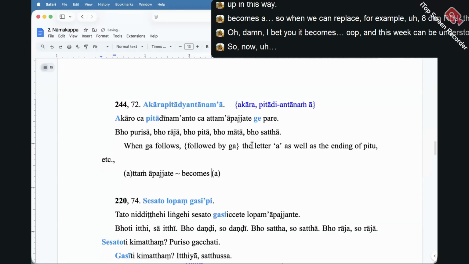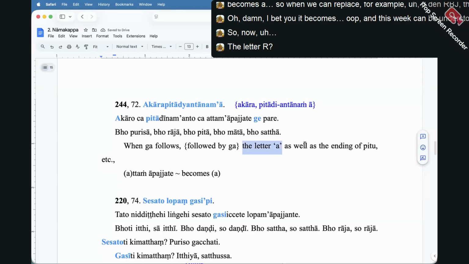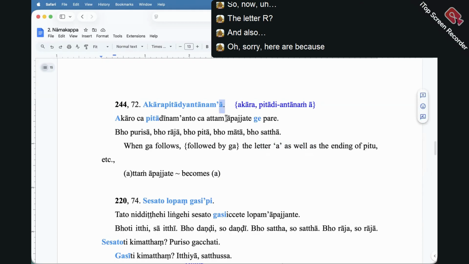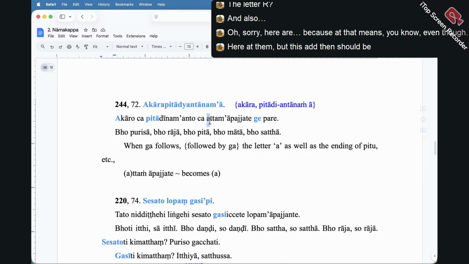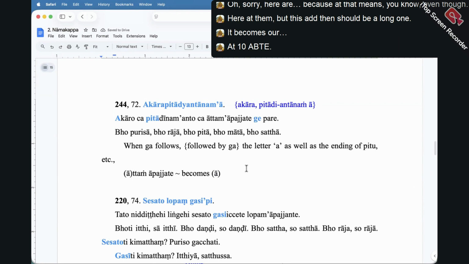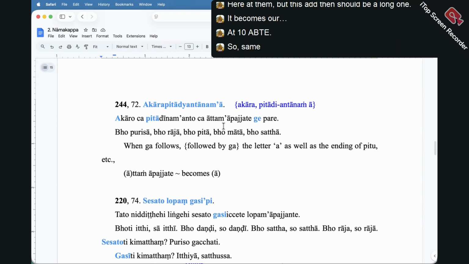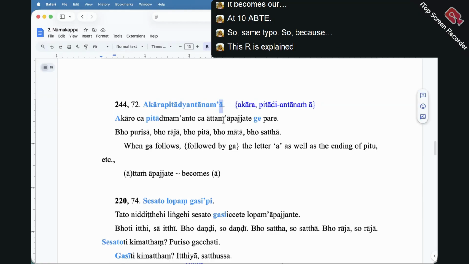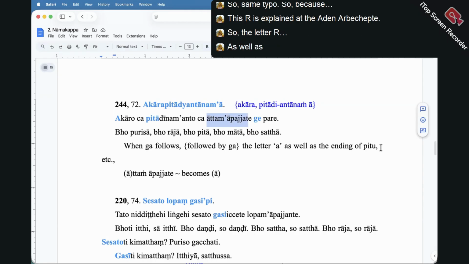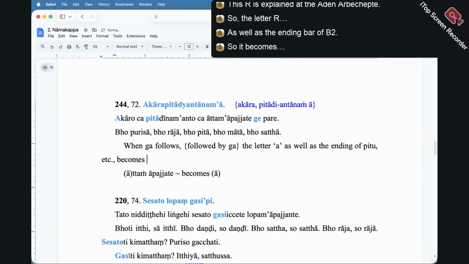So now the letter R and also, here R become Adam, even though here Adam, but this Adam should be long one. The Adam abijate becomes R. Adam abijate. So some typo. So because this R is explained at the Adam abijate. So the letter R as well as the ending vowel of bitu. So it becomes R in this way, can be.